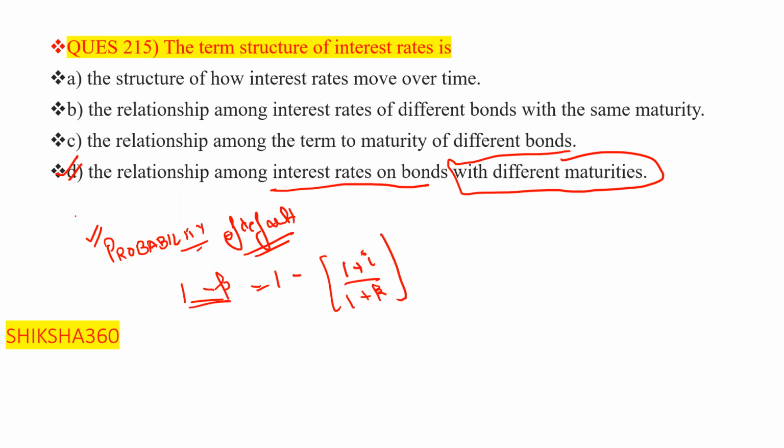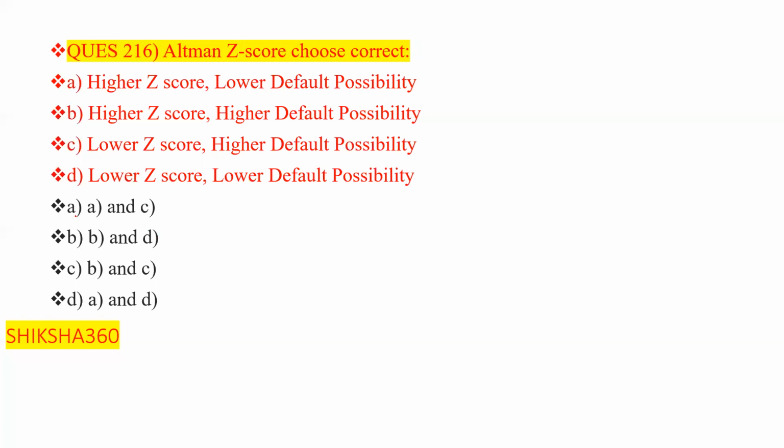Now move to the next question. Altman Z score. Choose the correct option. Very easy question. If the Z score is high, is there a low possibility or a high possibility of default? There is a low possibility. So this one here is to be correct.